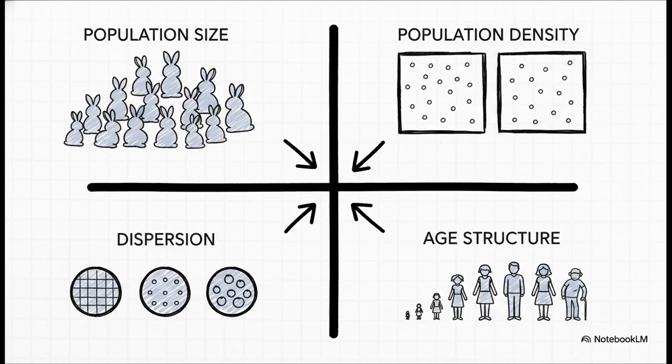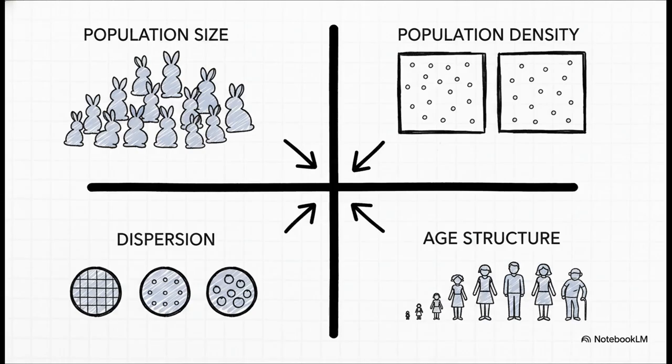First, there's simple population size, just the sheer number of individuals. Next is population density, which tells us how packed together those individuals are in a specific area. Then we have dispersion, basically the spatial pattern of where they live. And finally, age structure, which tells us the proportion of individuals in different age groups, like, how many are actually at reproductive age. Now, the overall growth rate of all this fluctuates based on a pretty straightforward equation.